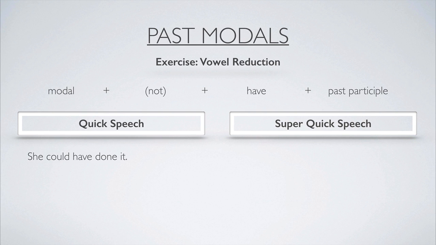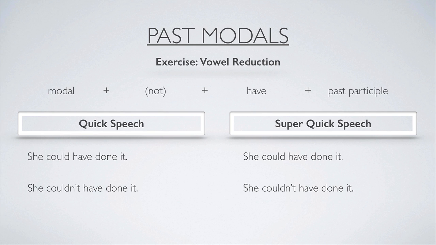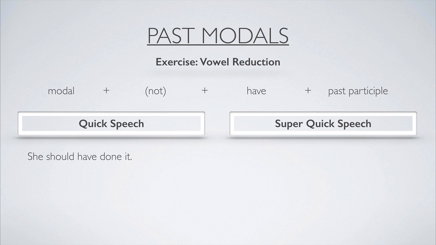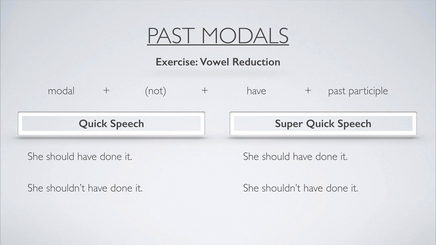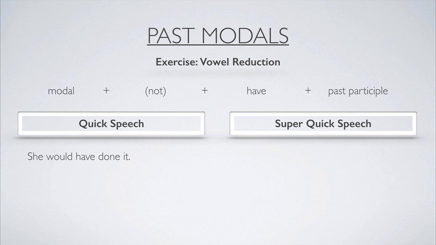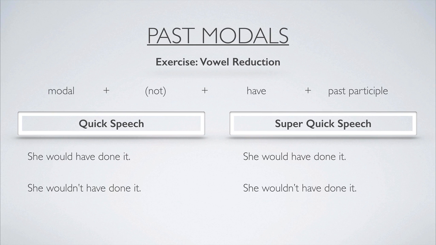She could have done it. She couldn't have done it. She should have done it. She shouldn't have done it. She would have done it. She wouldn't have done it.